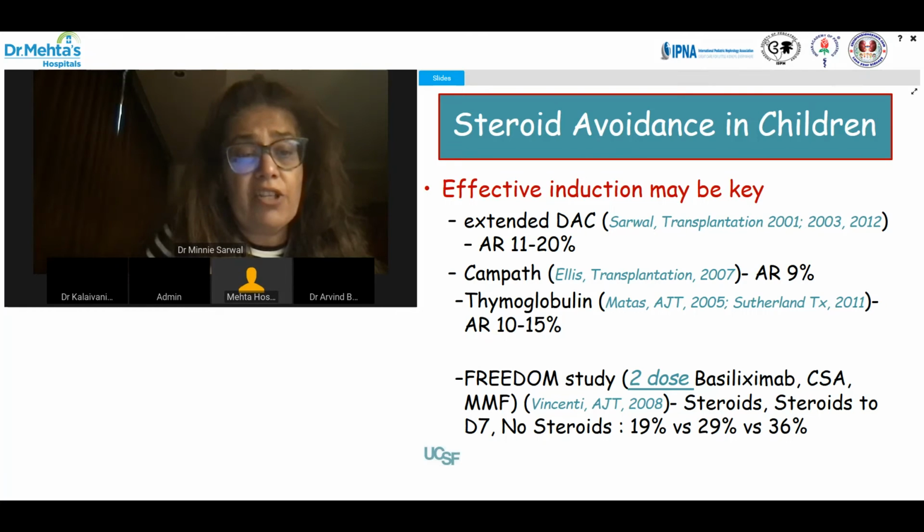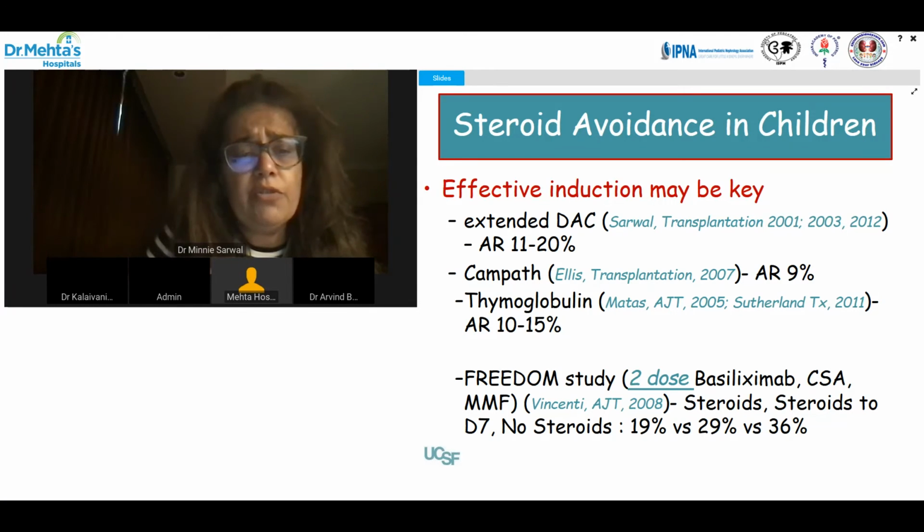It's effective actually with Campath with an acute rejection rate of 9%. It's effective with thymoglobulin. This is seen in children and adults with low acute rejection rates. On the other hand, if you look at the FREEDOM study that was done by Flavio Vincenti, he basically evaluated whether short dose induction would also do the trick.